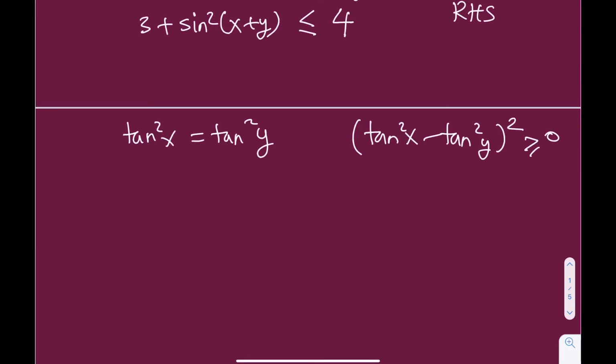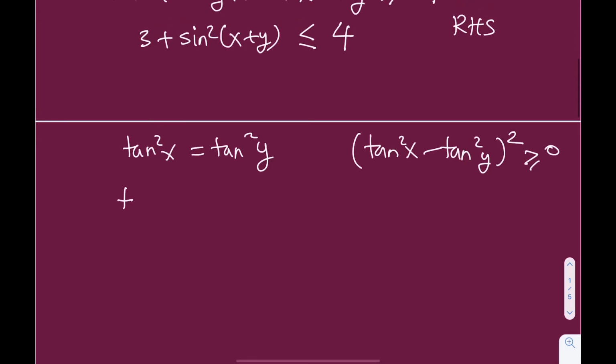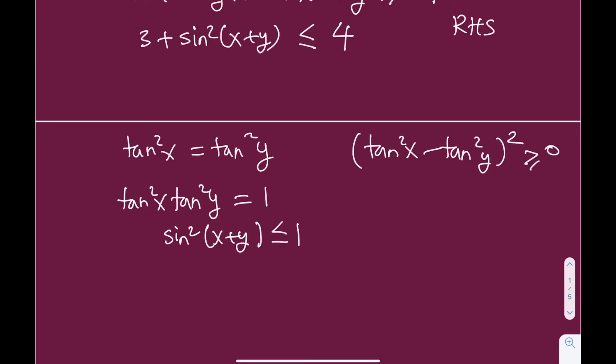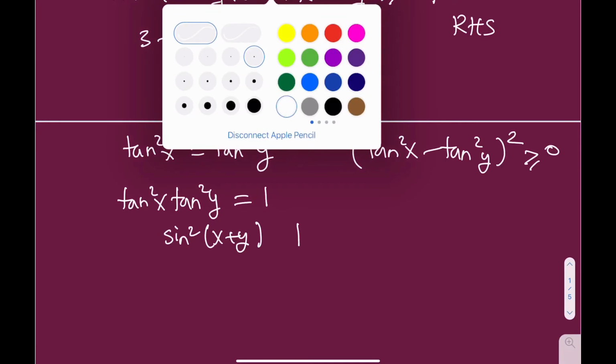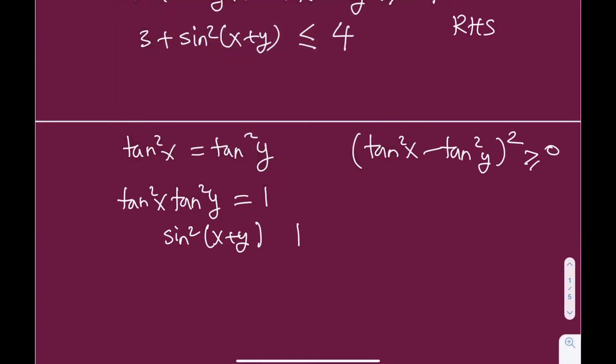Okay, otherwise it's going to be greater than 2. So the second part gives us tangent squared x times tangent squared y is equal to 1. And of course, we do know that sine squared (x plus y) is less than or equal to 1, which gave us the right-hand side as well. Since this is actually not an inequality, this should be an equation, because if the other sides are going to satisfy the equation, then this also needs to equal 1.